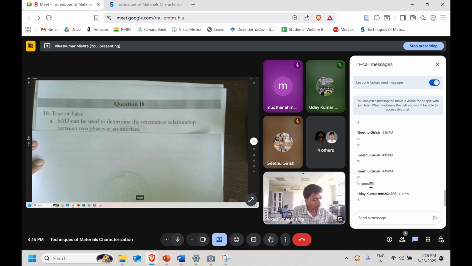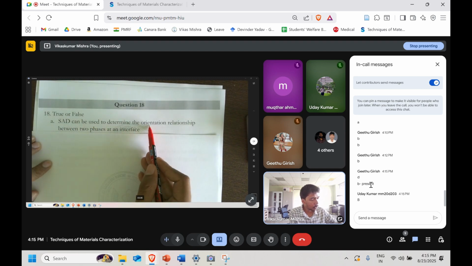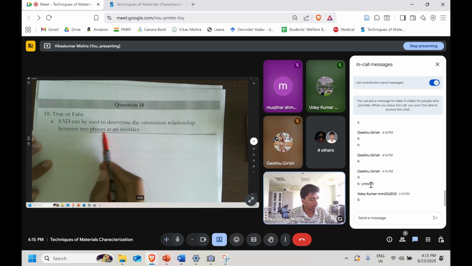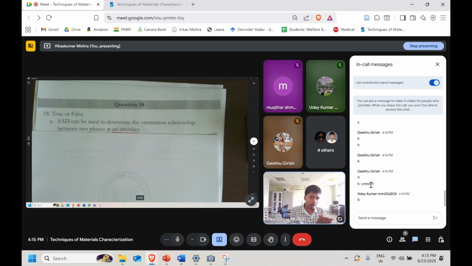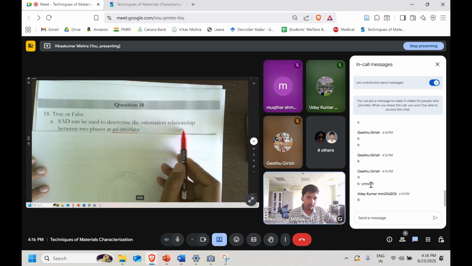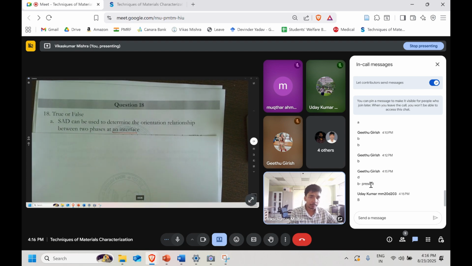The first one, true or false. SAD can be used to determine the orientation relationship between the two phases at an interface. It is true that we can focus onto the interface also, because with SAD, you know, we can focus on a small area. What do you think? Will it be right or not? Let's see.